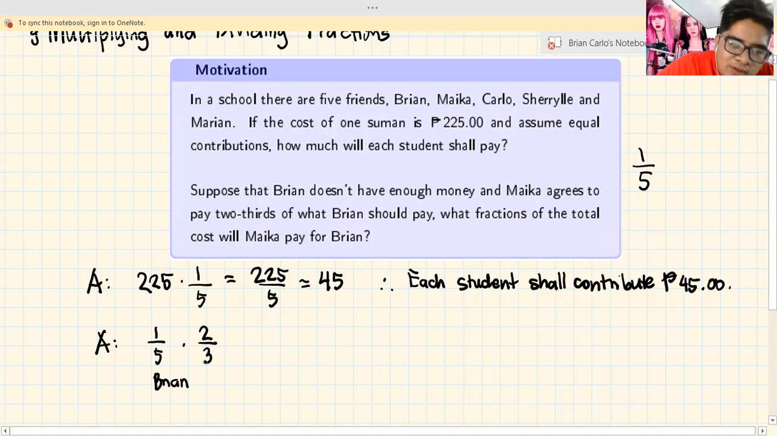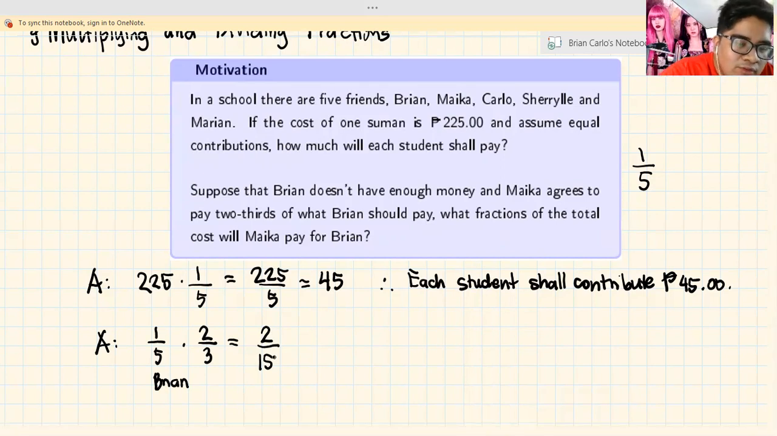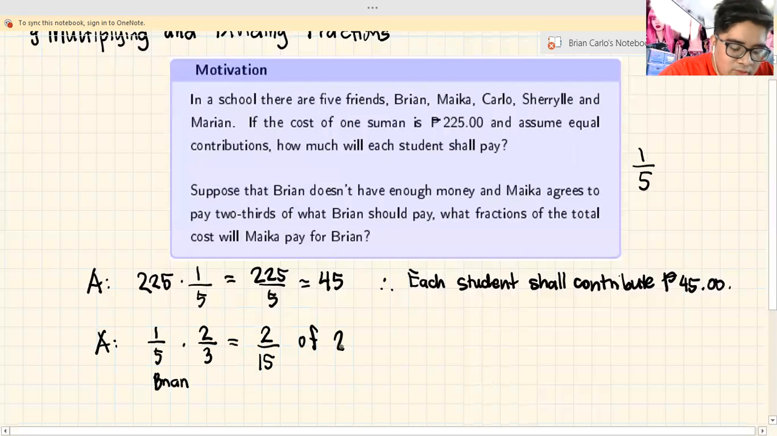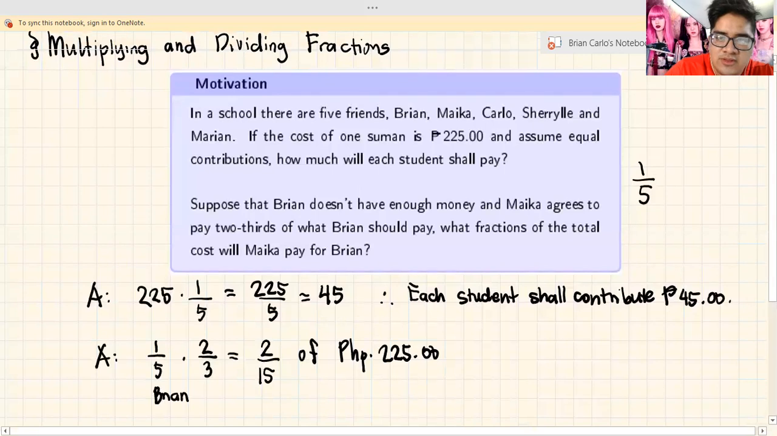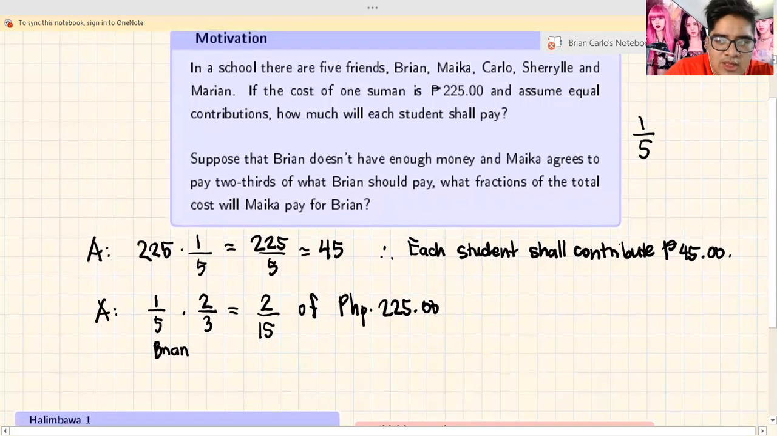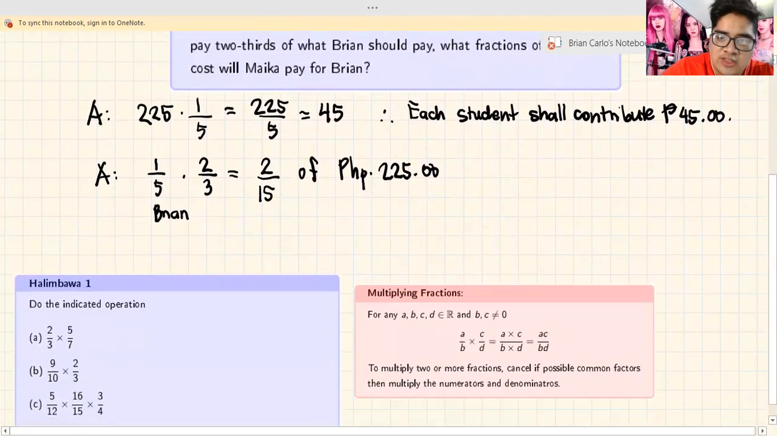Di ba? Kumbaga this is equal to 2/15 kasi 'di ba we just multiply the numerators and the denominators. So Micah will be paying 2/15 of 225 pesos. Kumbaga ganun lang 'yun. So ganun lang sa motivations natin. So kumbaga yung fractions, this is commonly used sa school natin sa everyday living basically. So, yun yung babayaran daw ni Micah. Ngayon, let's go to the discussion na talaga.